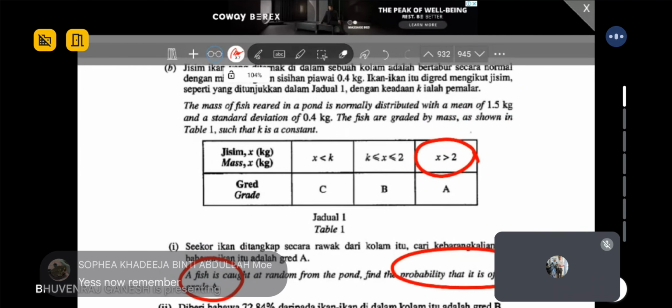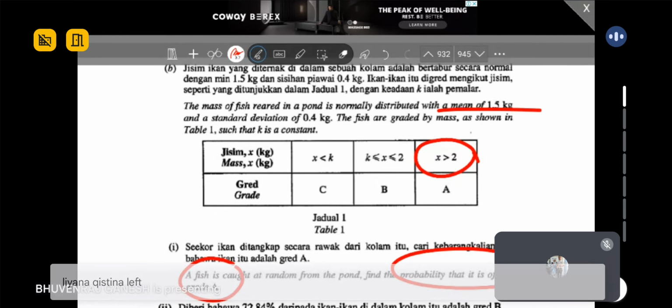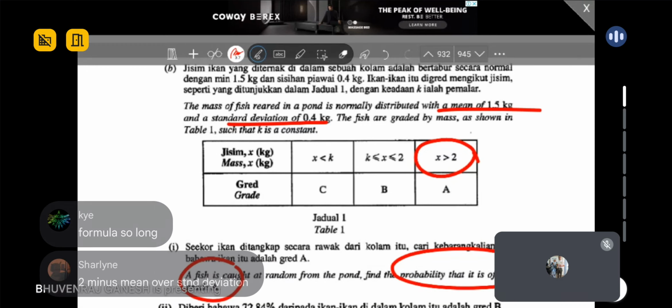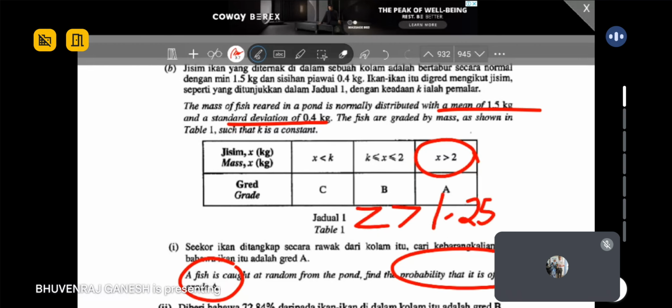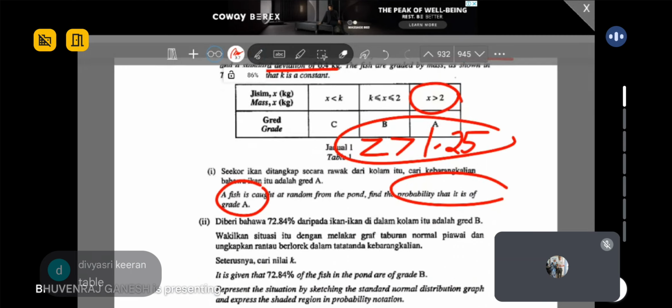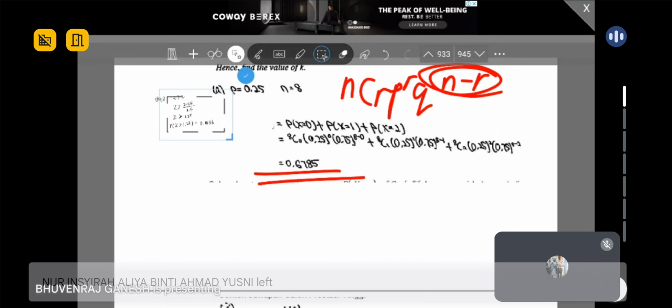So question B. They ask you probability is grade A. Of course you must find the Z score, guys. Kamu kena cari skor Z. So you already have your mean and standard deviation. Very good, Charlene. 2 minus mean over standard deviation. Correct. So your answer will get Z greater than 1.25. Now you just refer to your normal table. Cari saja nilai dia. Very simple. Your answer will get 0.1056, if not mistaken.